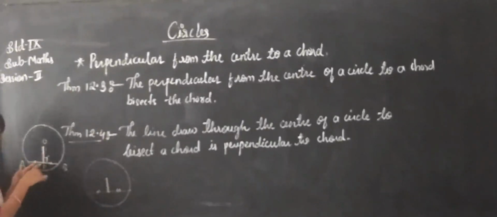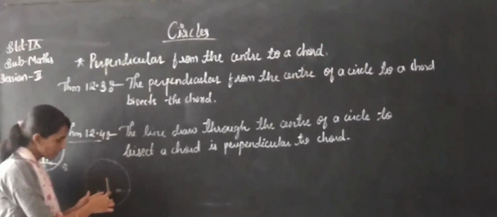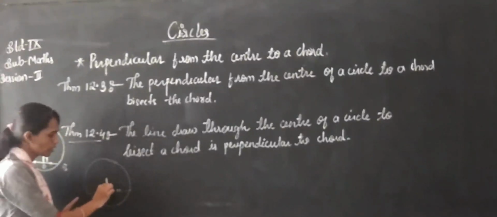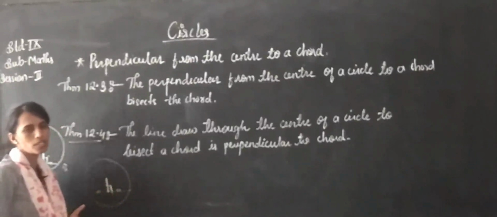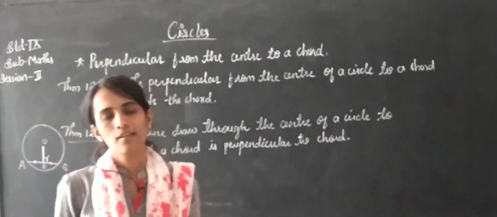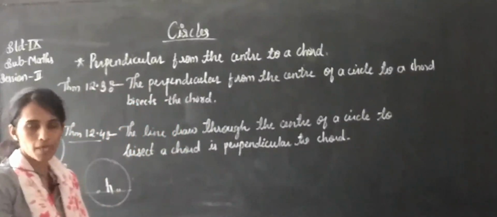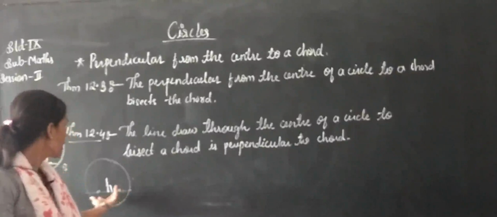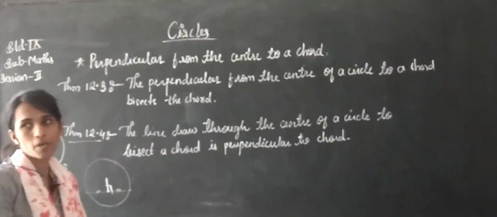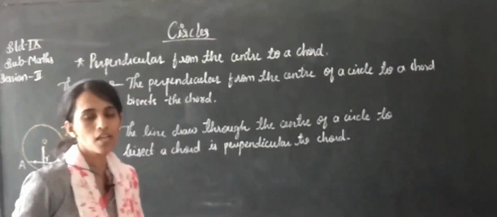If the perpendicular line is drawn to this chord, it bisects the chord. If the line through the center bisects the chord, then that line is perpendicular to the chord. Got it? A chord is the line segment joining any 2 points on the circle. A perpendicular from the center to the chord bisects the chord, and if a line drawn from the center to the chord bisects the chord, then it is perpendicular to the chord. These 2 theorems are very important.